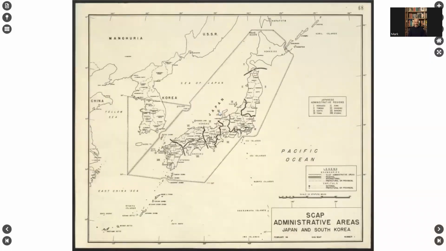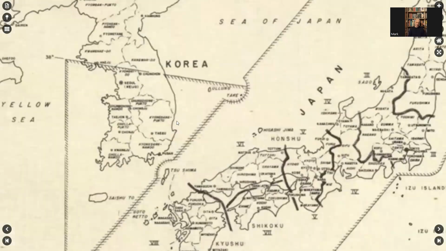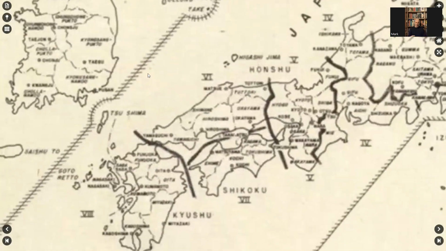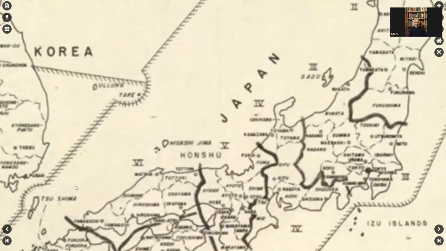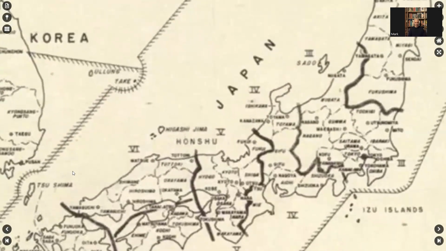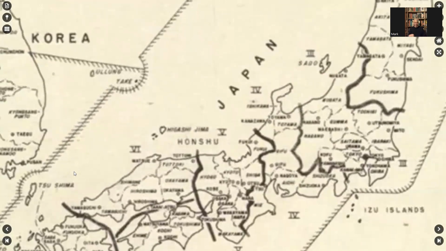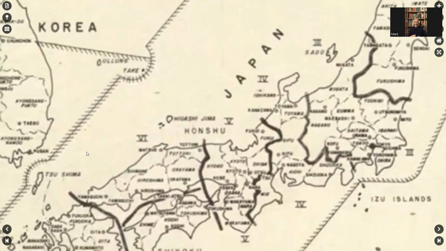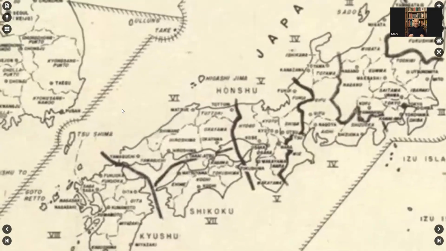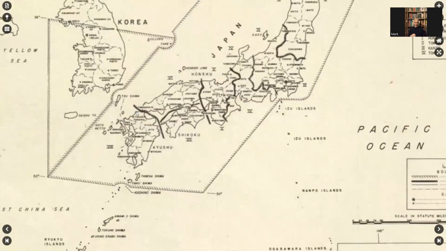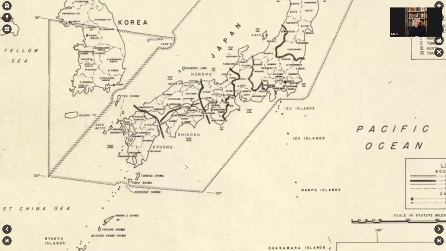So this is a map from SCAP, General MacArthur's military government of Japan. And this shows the administrative areas. Now, if you can zoom in on the lines that are drawn around the Japanese home islands or Korea, you can see they're of a certain style. And what they show and reflect is firstly, those areas, but also a territory. They're talking about inside those areas, what is the region that's covered.